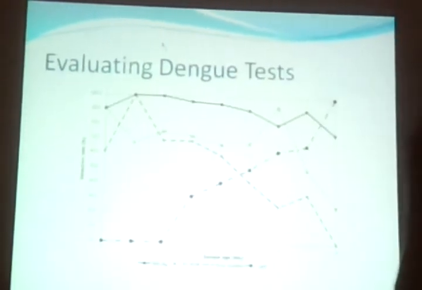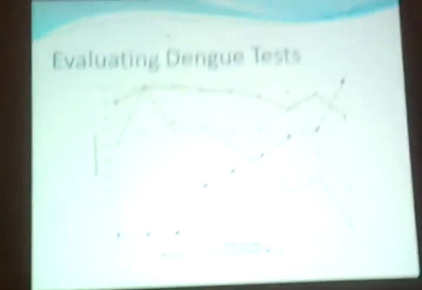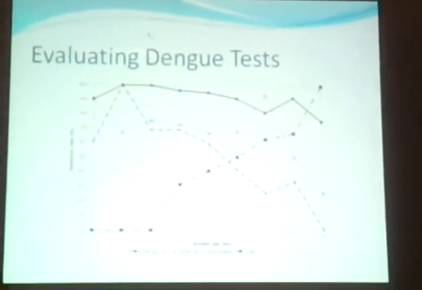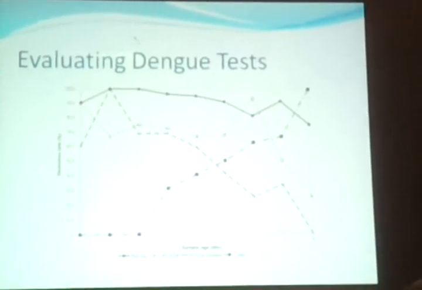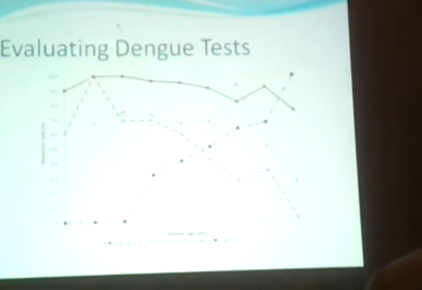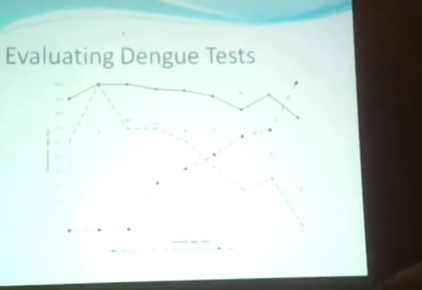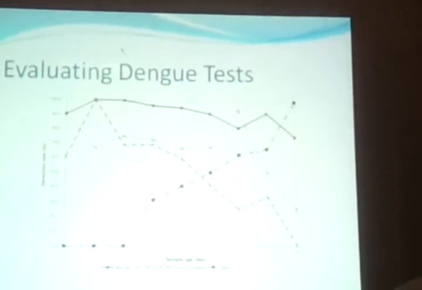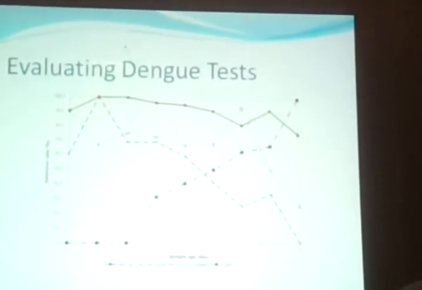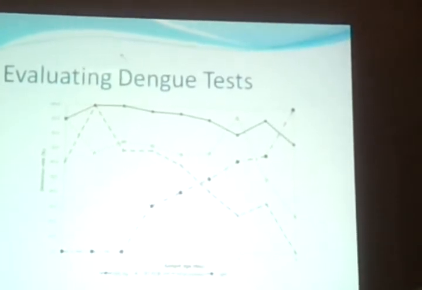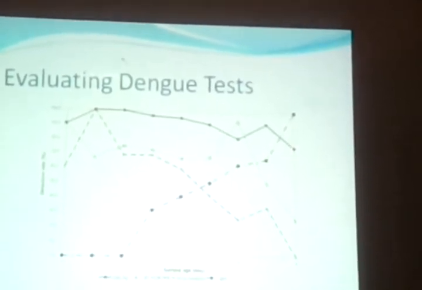Okay? So evaluating dengue tests, as you can see, the NS1 antigen here, where is the NS1 antigen? I think this one, yeah. So you see 100% present, and then it will go down and still will go down. If you see the demarcation, it's still 85 to 90% accurate on the last day of infection.